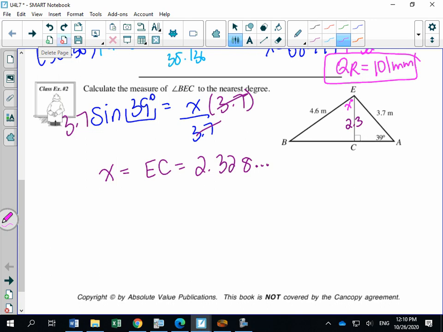So again, what you always do is you work in one triangle to get the common side, then you jump to the other triangle to get whatever they're looking for. So now I'm working from this triangle. According to my given angle, label. So that would be opposite, hypotenuse, and adjacent.